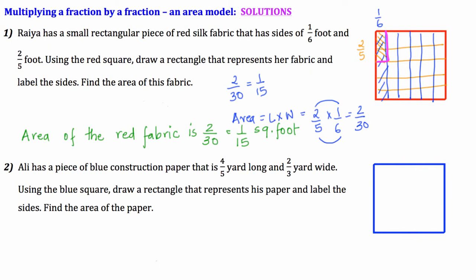In the next problem, we are told that Ali has a piece of blue construction paper that is 4/5 of a yard long and 2/3 of a yard wide. So we are going to use this blue square to draw a rectangle that represents his paper. Now this square is basically 1 yard by 1 yard. So if we want 4/5 of a yard, let me first draw fifths. So these are fifths and 4/5 would be 4 of these. So let me shade them in.